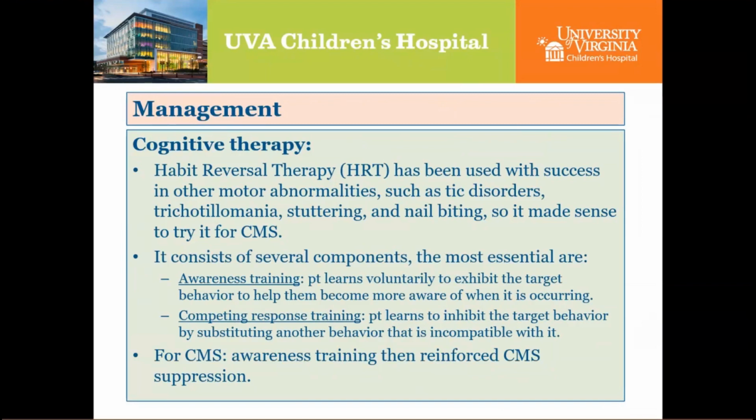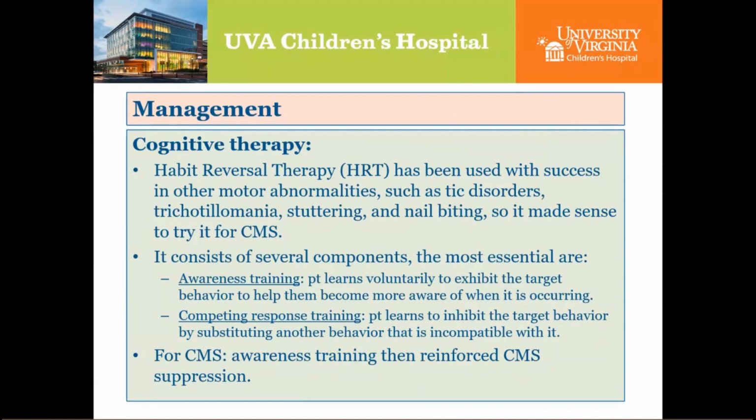And then the second part that is involved in the cognitive therapy for habit reversal therapy is what we call competing response training. And with that, what we do is we teach the patient to do something instead of the movement of concern, something they choose, something they have control over, and then we teach them to do it every time the movement happens or they have the urge to do the movement, hoping that it will replace it and it will help lower the frequency of the abnormal movements. So for complex motor stereotypy, this is what we do. We start by having the child be more aware of the movements, and then we start with the competing response and helping them suppress these movements.